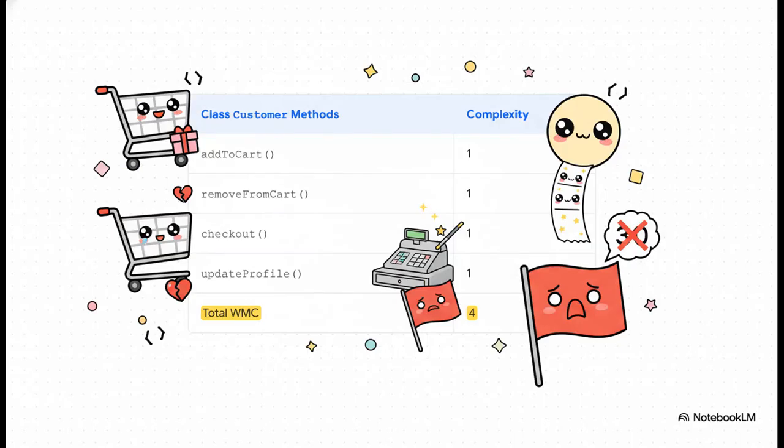So take this customer class, for example. It's got 4 methods, right? So its WMC is 4. That feels pretty healthy, pretty reasonable. But what if it had, say, 20 methods? Well, a high WMC is a huge red flag. It's a really strong sign that your class is probably violating the single responsibility principle, making it this bottleneck where any tiny change carries a high risk of causing all sorts of side effects.